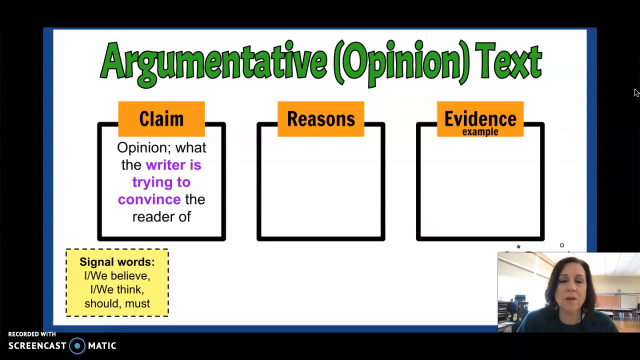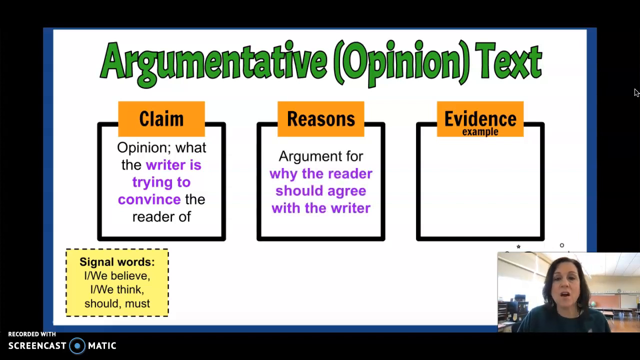So your claim is the opinion. It's what the writer is trying to convince the reader of. The writer is trying to get you, the reader, to come to their side. Okay? Reasons are the argument for why the reader should agree with the writer. Why should you and I, because we're the readers, agree with this writer? And they give reasons within the text.